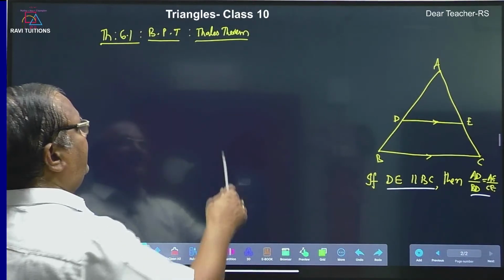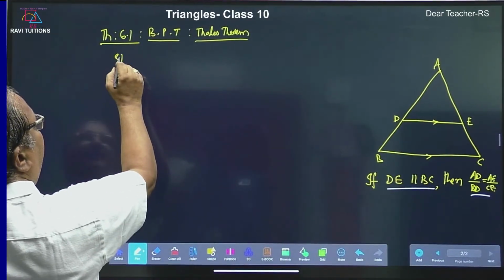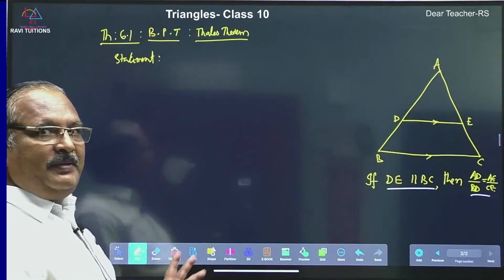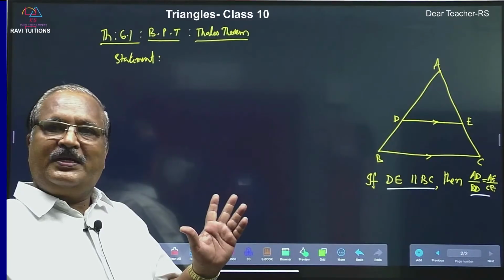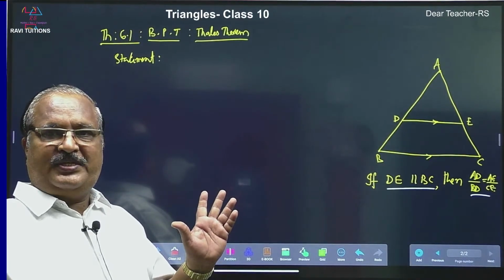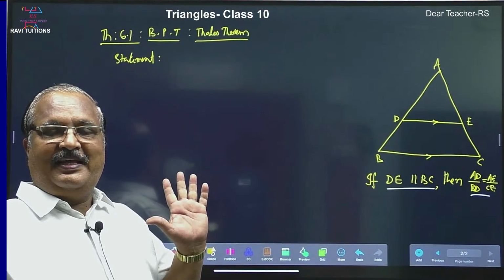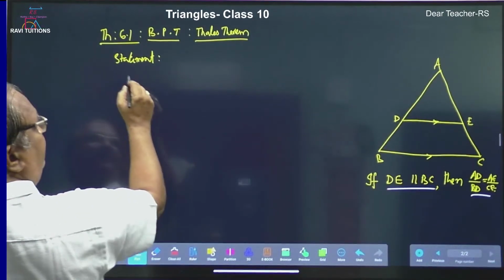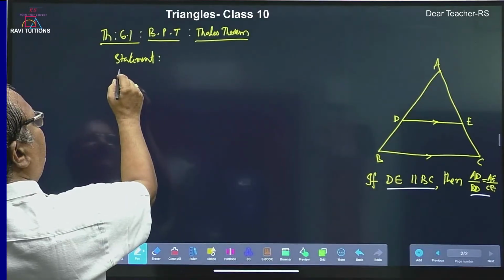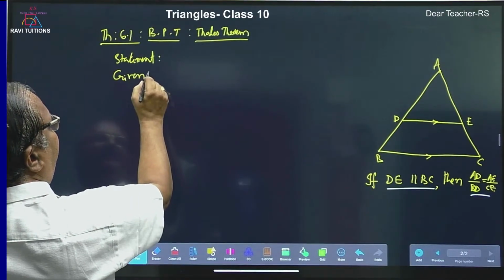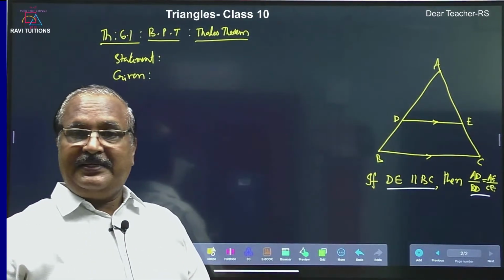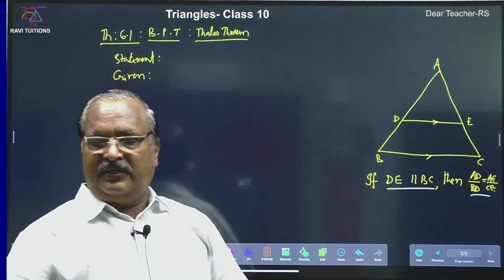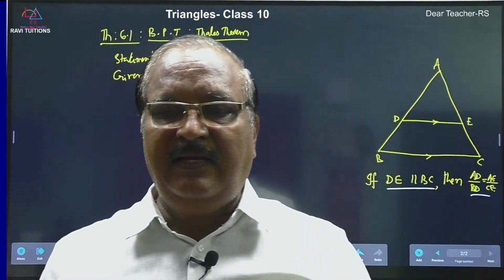So for the theorem, you have to write the statement. These are the steps of the theorem. First, the statement: a line drawn parallel to one side of a triangle divides the other two sides in the same proportion. Everyone should say it like this, right? And then after the statement you have to draw the diagram. After drawing the diagram you have to write Given. That means from the diagram, whatever the theorem applies, you should write it.